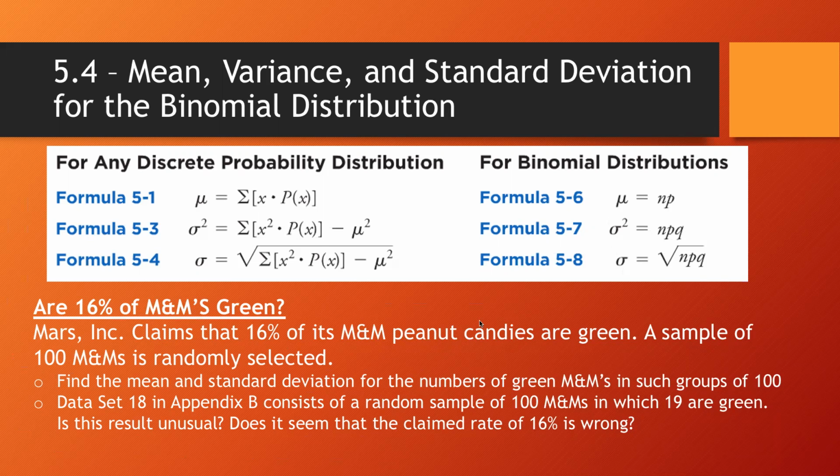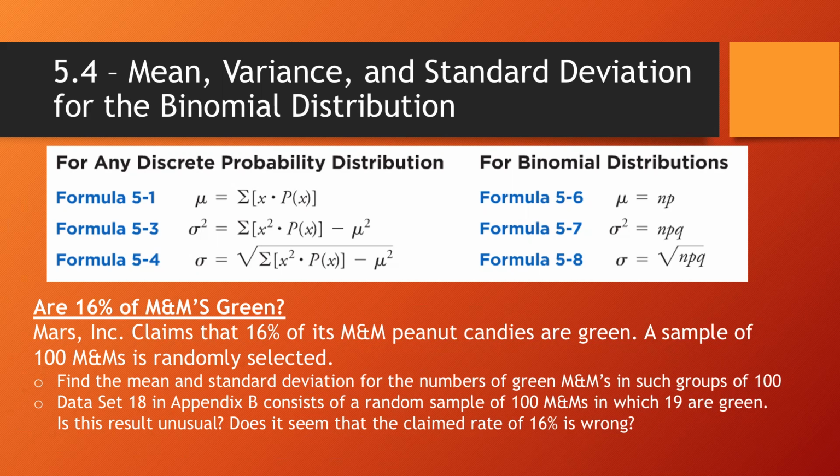So here is a question for us. Are 16% of M&Ms green? Mars Inc. claims that 16% of M&Ms peanut candies are green. A sample of 100 M&Ms is randomly selected. Find the mean and the standard deviation for the number of green M&Ms in such a group of 100. Data set 18 in Appendix B in your text consists of a random sample of 100 M&Ms in which 19 are green. Is this result unusual? Does it seem that the claimed rate of 16% is wrong?